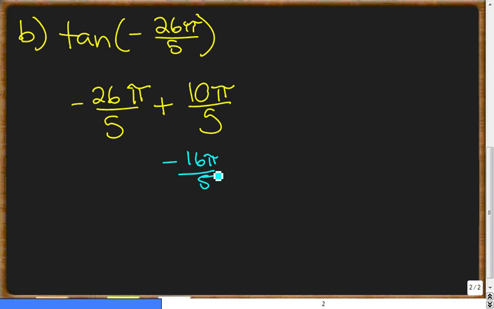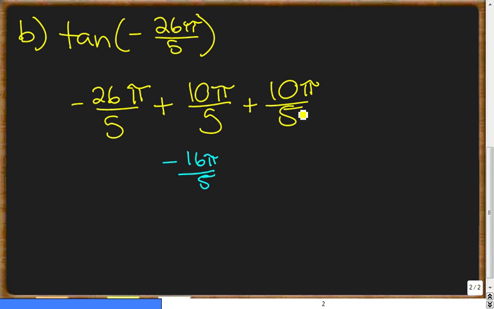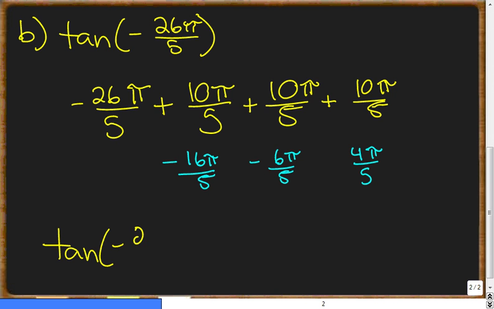Well, that's still too small. So I'm going to add 10 pi over 5 again, and that makes negative 6 pi over 5. Still, again, too small. I'm going to add 10 pi over 5 to it, and that is going to make 4 pi over 5. So now I know that the tangent of negative 26 pi over 5 is the same thing as the tangent of 4 pi over 5.